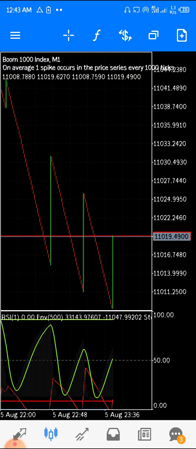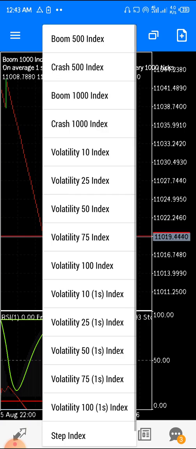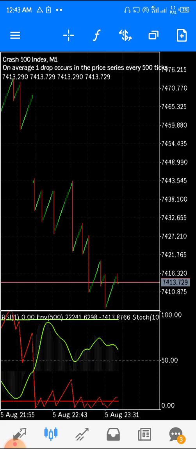Let's see. Okay, another profit. As you can see, a spike just occurred just now. So crash 1000 and crash 500.